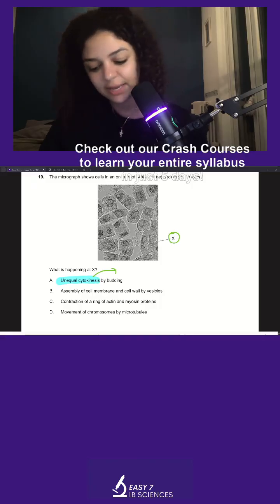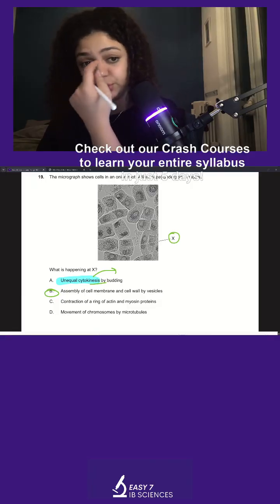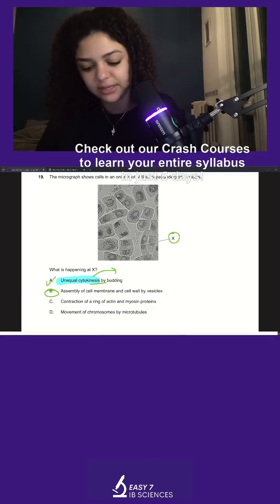We have B in the chat. Nice, perfect. So we don't see any unequal cytokinesis here, and we know that happens generally in the two examples that we've mentioned, oogenesis and yeast, and that's why A is incorrect.